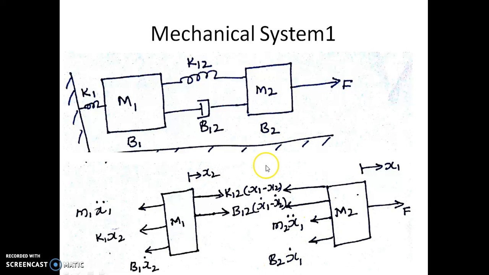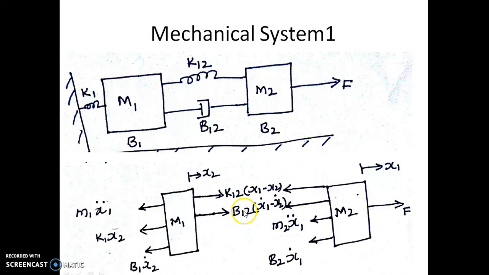So B2 is the friction between M2 and the reference. So the opposing force due to B2 is nothing but B2 into the velocity, which is nothing but the derivative of the displacement. That's why it is B2 into x1 dot. And because of this mass, we have the opposition to this applied force, which is M2 into the acceleration. The acceleration is nothing but the double derivative of the displacement. That's why it is M2 into x1 double dot.